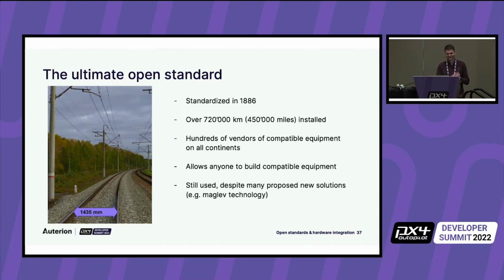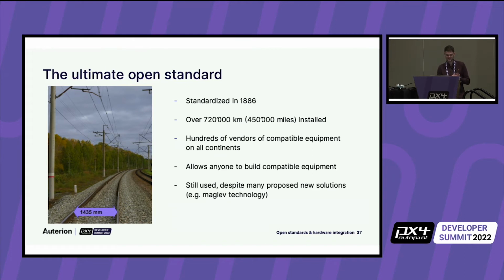So that's the ultimate open standard here. The standard distance between train tracks is defined to be 1,435 millimeters. That's also an open standard that was adopted in 1886, so that's over 100 years old.